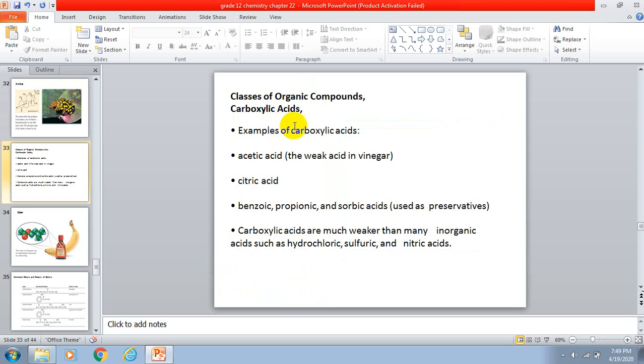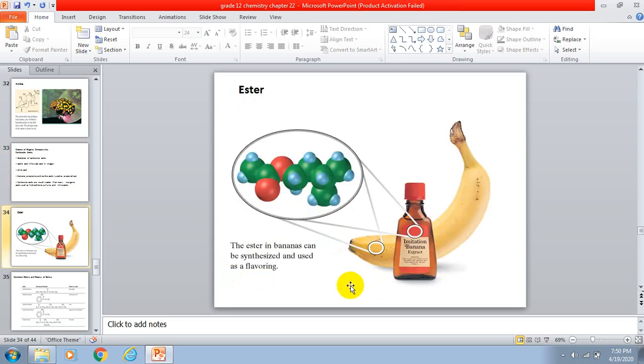Classes of organic compounds. Carboxylic acids. Examples of carboxylic acids are acetic acid, citric acid, benzoic, propanoic, and sorbic acids. Where are these found? A weak acid is present in vinegar. This is present in the lemon. In the upcoming slides you will study it. Carboxylic acids are much weaker than many inorganic acids such as hydrochloric, sulfuric, and nitric acids.